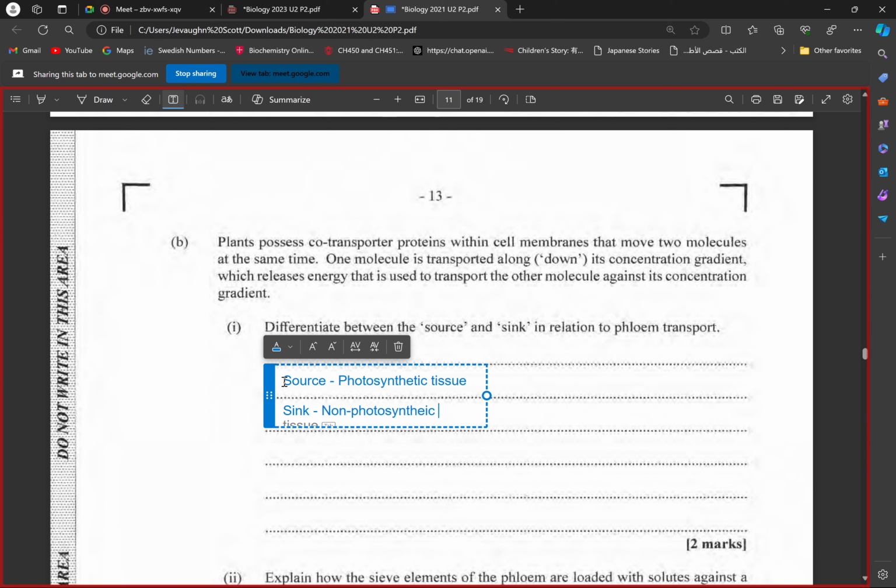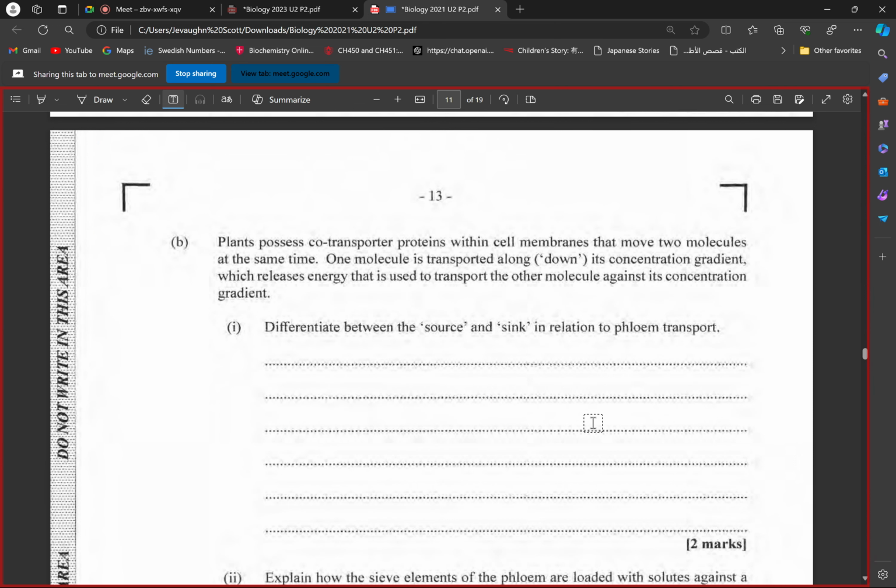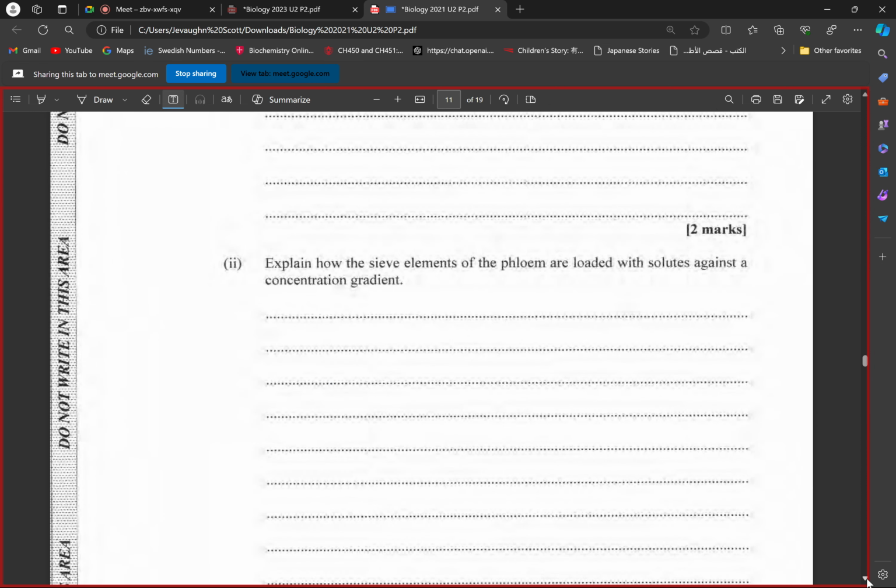Okay, not hearing anybody say anything. So non-photosynthetic tissue, right? The place where photosynthesis doesn't occur, and the ones that respire and need energy. Okay. Explain how the sieve elements of the phloem are loaded with solute against the concentration gradient. How does that work?